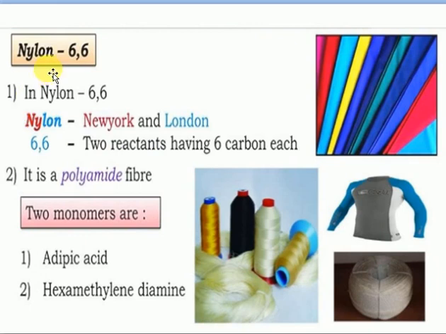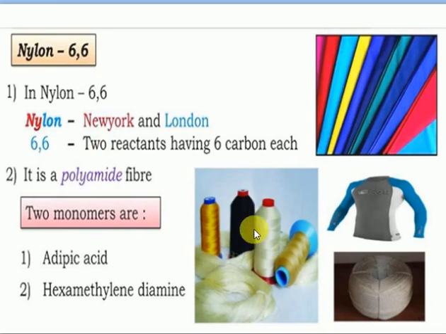Next one is a very important one, nothing but nylon 6,6. The name itself is given as nylon 6,6. Nylon, the name is from New York and London, as you already know very well. Why does 6,6 represent? It consists of two monomers, and the two monomers each contain 6 carbon atoms. This is a polyamide, and nylons are polyamides only.